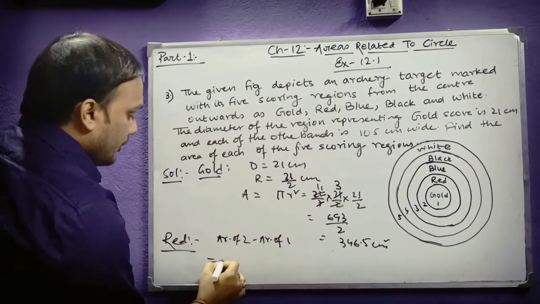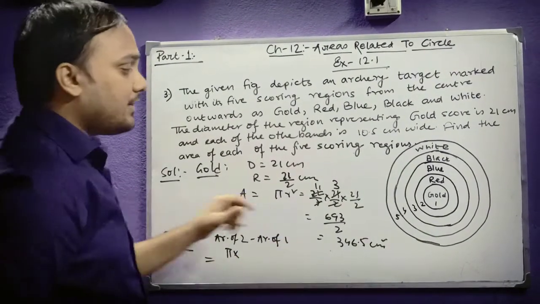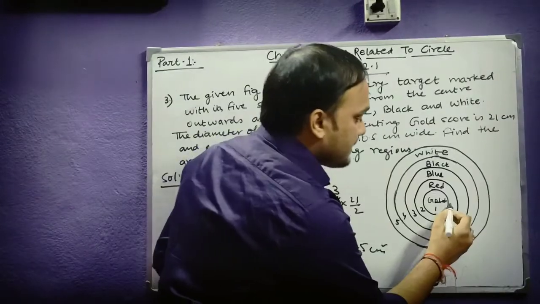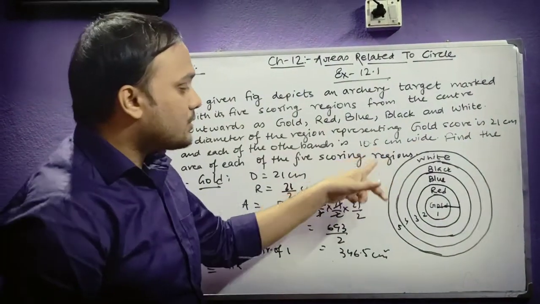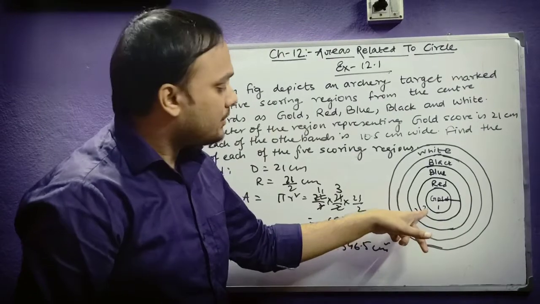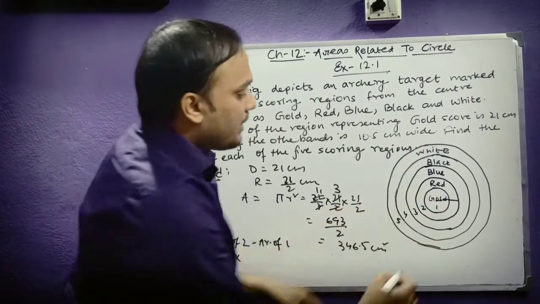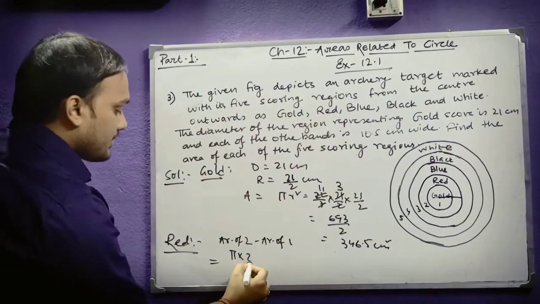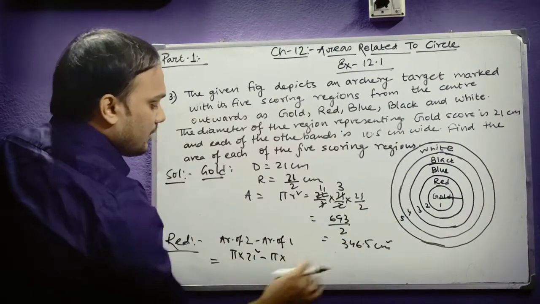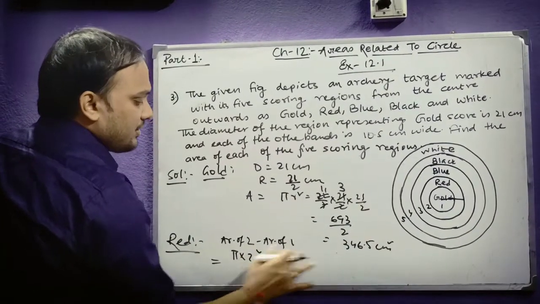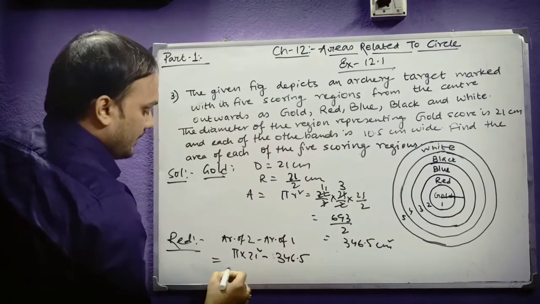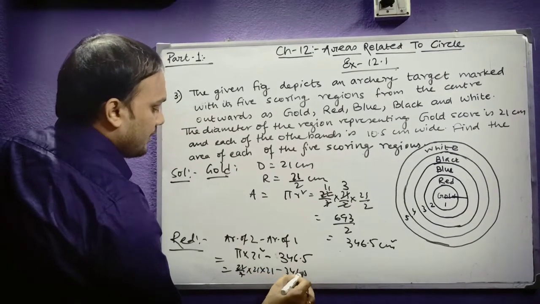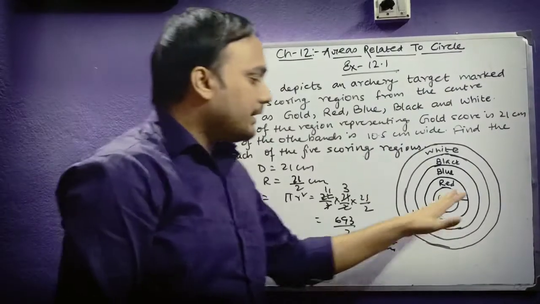What is the area of circle 2? That will be equal to pi into radius squared. The radius of the gold is 21 by 2, that means 10.5. And this band, this width, is 10.5 given here. So what will be the radius for circle number 2? It will be this 10.5 and this width, again 10.5, so overall 21 only. So pi into 21 square minus the area of the gold, which is 346.5. So it will be 22 by 7 into 21 into 21 minus 346.5. This will give you the area of the red band.